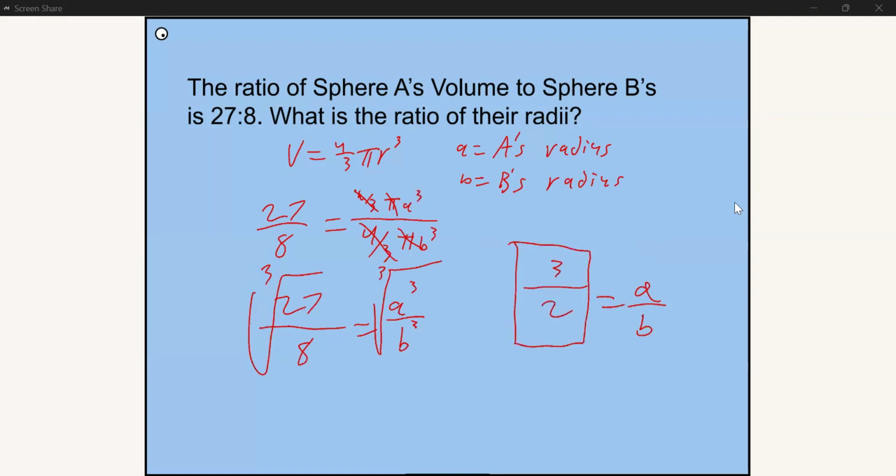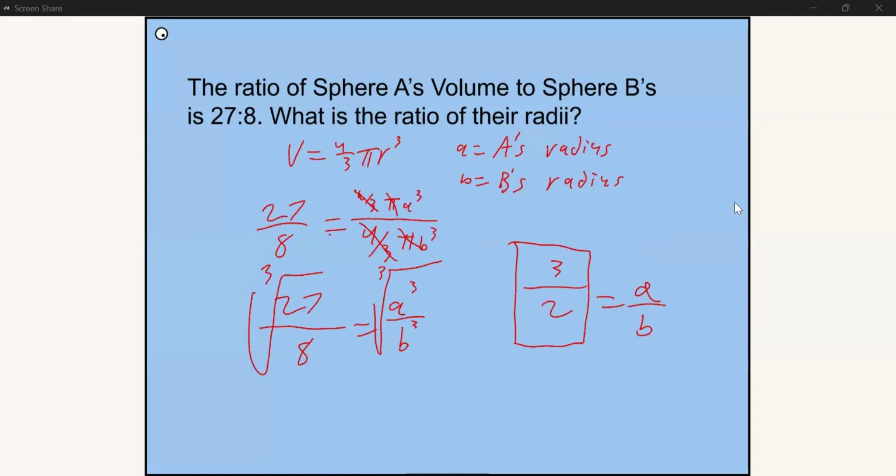Now, this one's pretty straightforward, but there are ways it might get confusing. Some people will try to find an actual volume for A or for B, and you can't know that. You just know their ratio, and all the question is asking for is the ratio of their radii. So I found a over b is 3/2, but that's not saying that A is 3 and B is 2. It's just a relationship between them. Whenever you see ratios like that, keep in mind that you can set up theoretical equations like the one I did here.